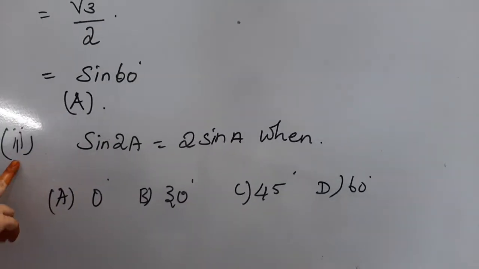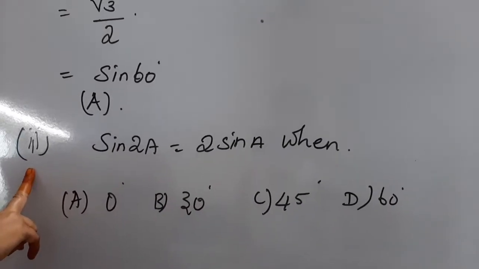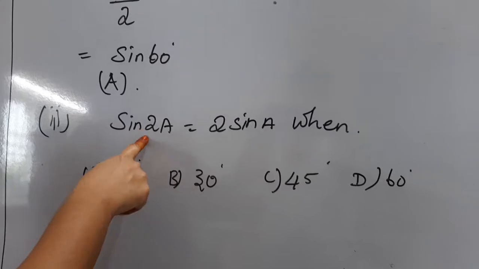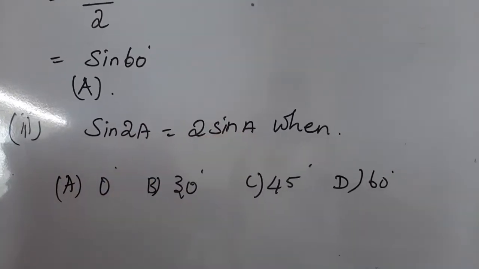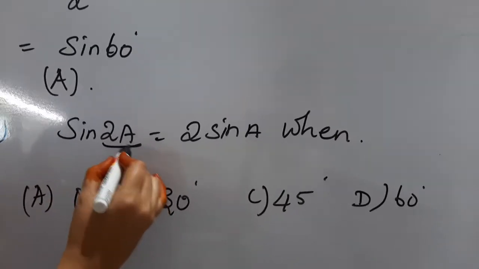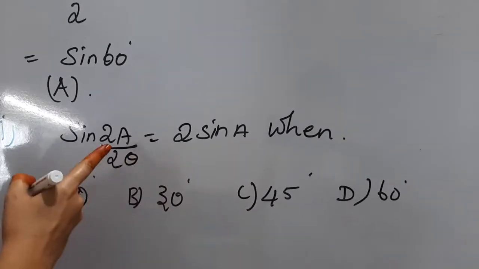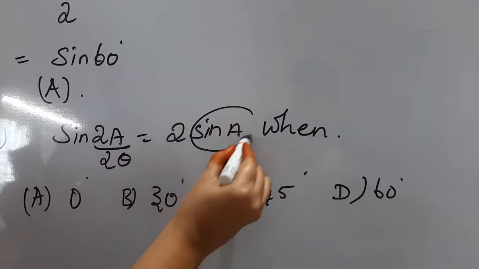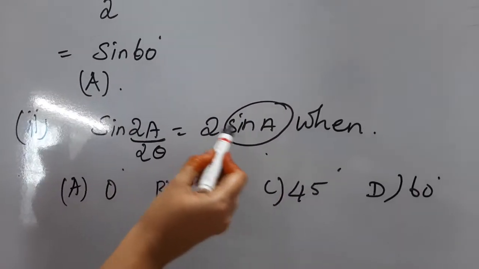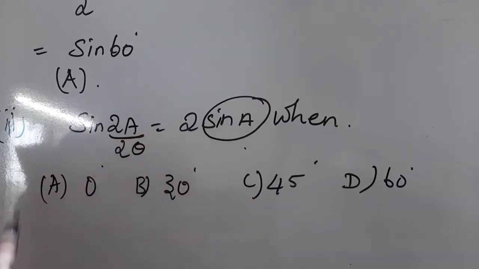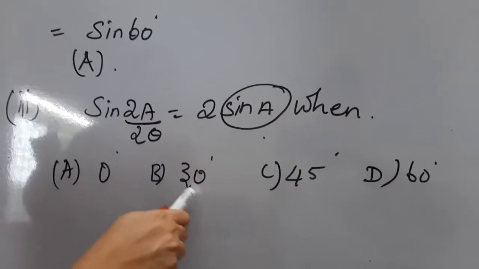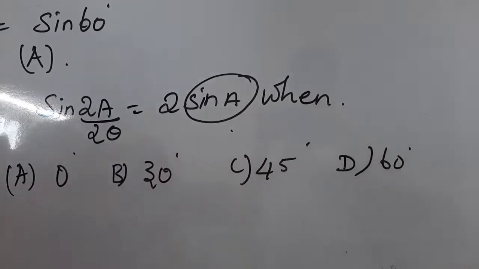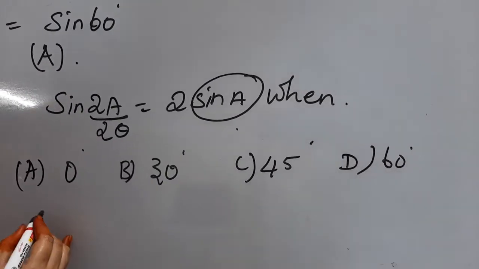So here the answer is option A. Let us do the next subdivision, subdivision 3 here. We need to check when the sin 2A value is equal to 2 times the sin A value. Here A is theta, so sin 2 times theta, and here sin A is the complete value and that value into 2. When these two values are equal, we need to check, and the options given to you are 0, 30, 45 and 60. Let us start with the 0 angle.